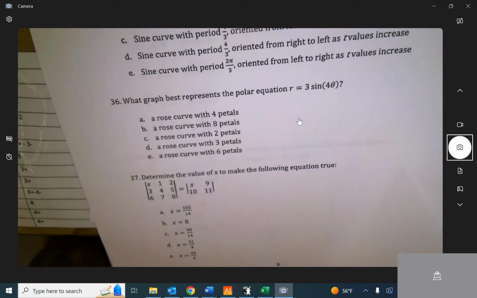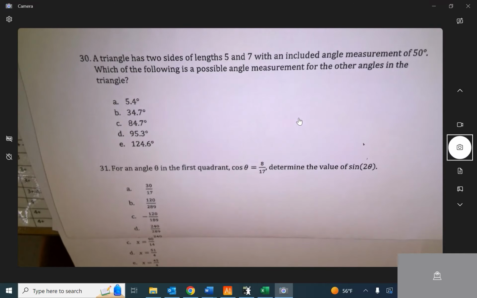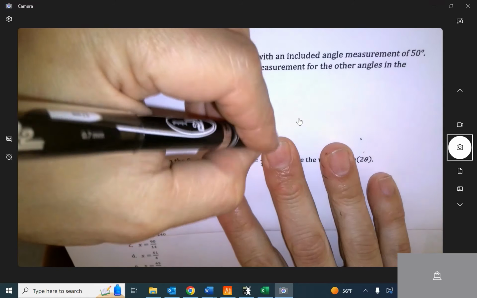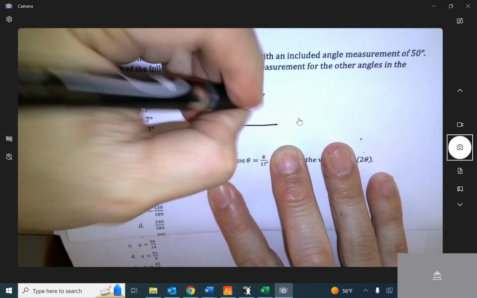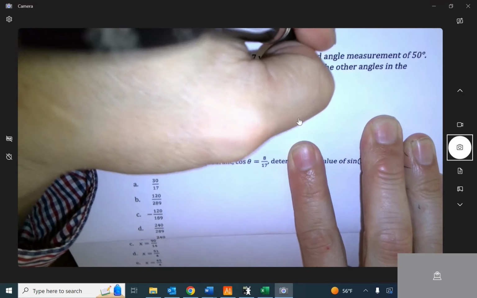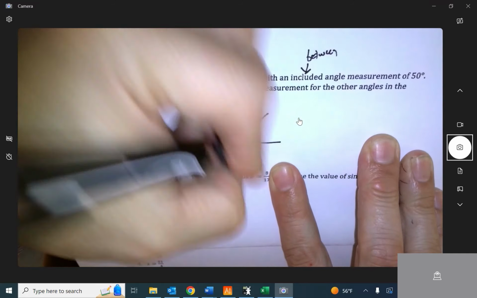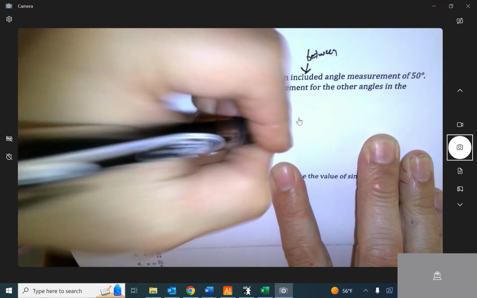Ooh, geometry. A triangle. Love triangles. Has two sides of lengths 5 and 7 with an included angle measurement of 50 degrees. Which of the following is a possible measurement for the other side? So it's included, which means it lies between. That's what included means. It means it lies between 5 and 7, and they want this unknown side length.